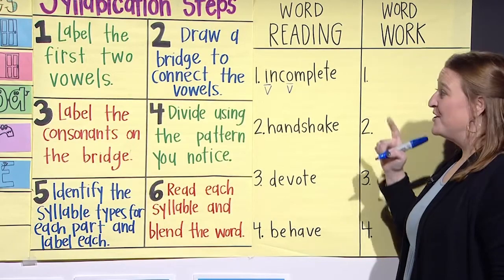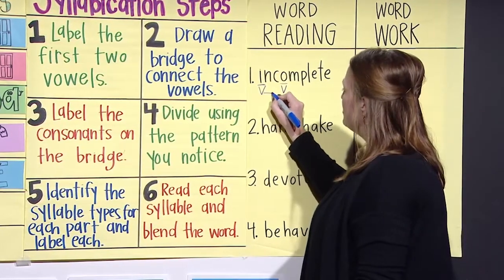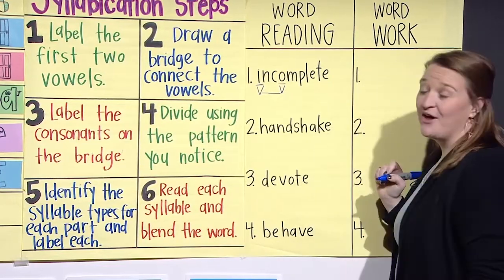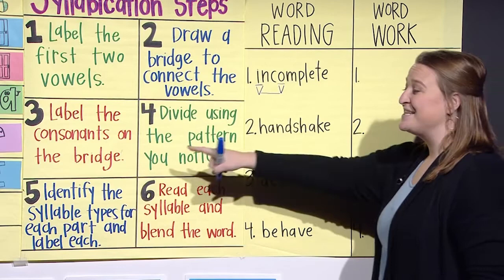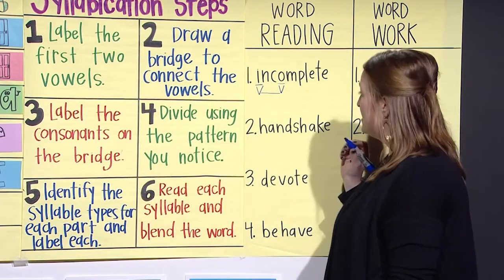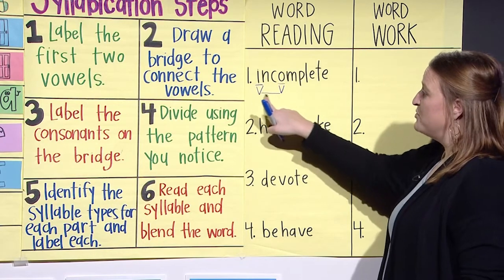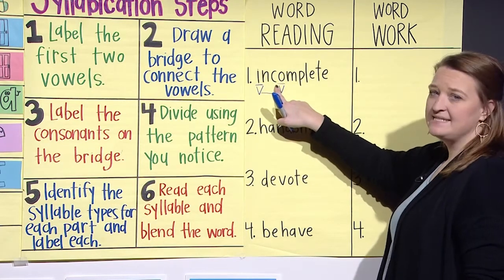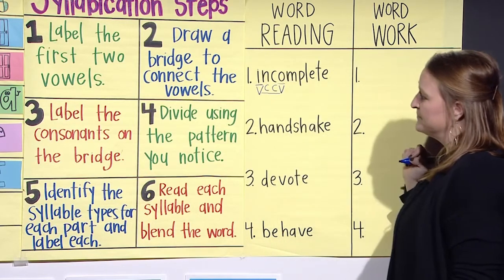Step two, draw a bridge to connect the vowels. So I'll draw my bridge from my I to my O. Step three says to label the consonants on the bridge. The consonants I see between my bridge are N and C. I'll put C under that for consonant.